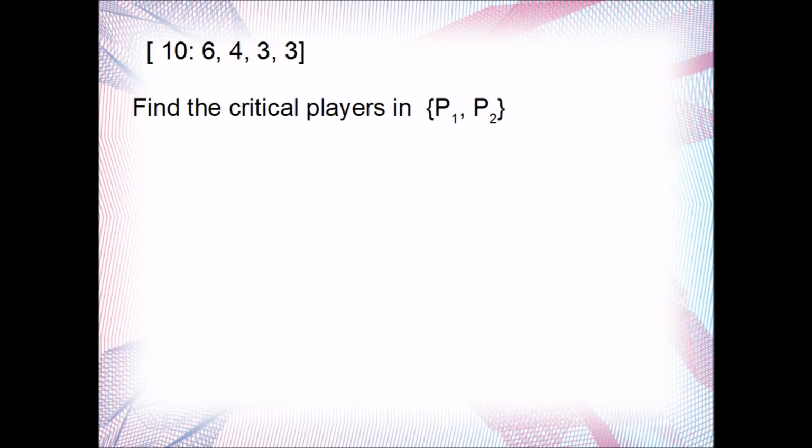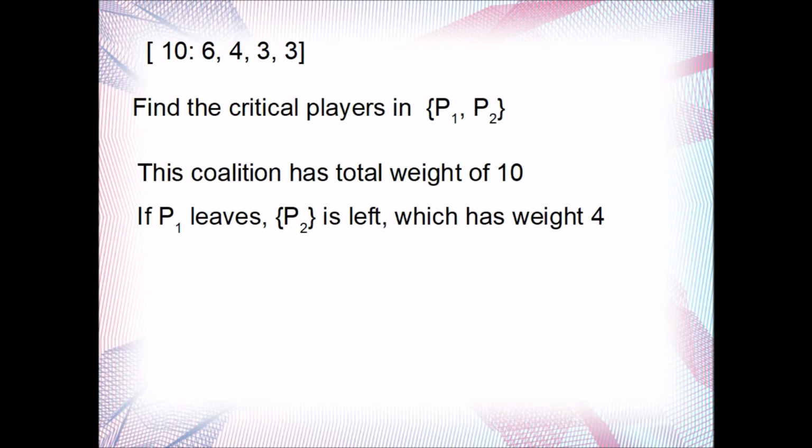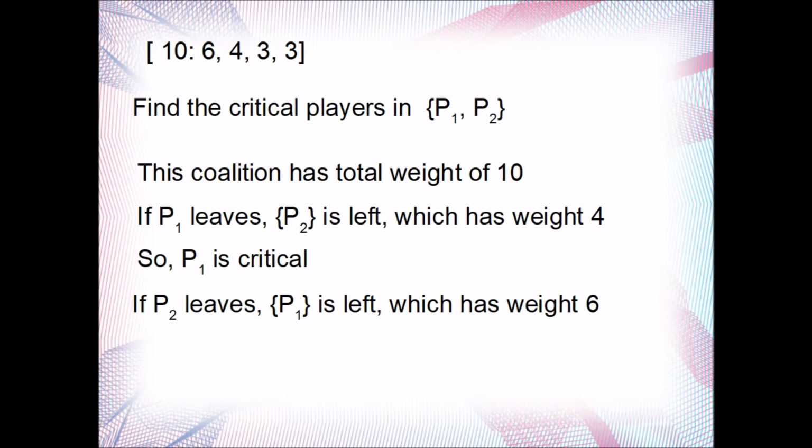Now I'm going to look at the 2-player coalition of player 1 and player 2. Remember, that has weight 10, so that is enough to win. So if player 1 leaves, player 2 is left behind, which has weight 4, which is definitely not enough to win. So player 1 is critical in this coalition. If player 2 leaves, player 1 is left behind. Player 1 has weight 6. 6 is less than 10, so that means that player 2 is critical. We need both of them in order to make this a winning coalition. So in this particular coalition, both players were critical, and that can happen.